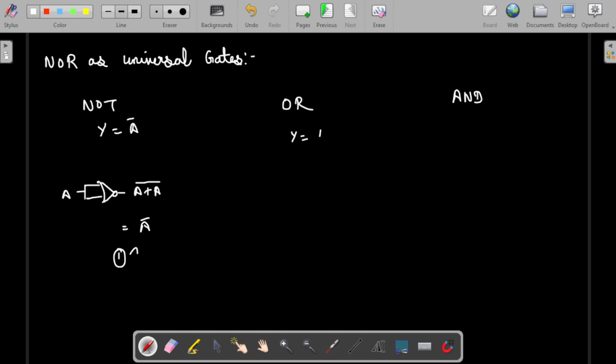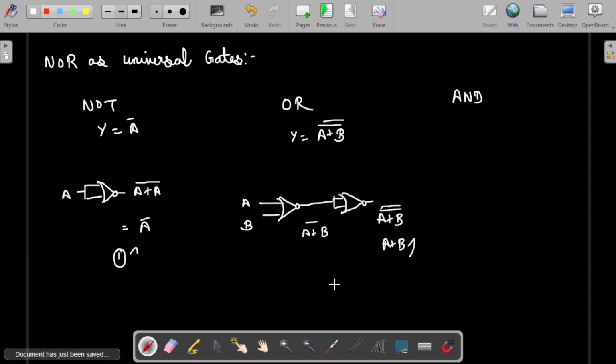Here Y needs to be equal to A plus B. If we take two NOR gates, then that will be very simple. First let's take a normal one with inputs A, B. Here we get A plus B, the whole bar. If we again toggle this one, then we get A plus B, bar bar, which is equal to Y. So this is equal to A plus B. So with the help of two gates, we are able to get the OR function.